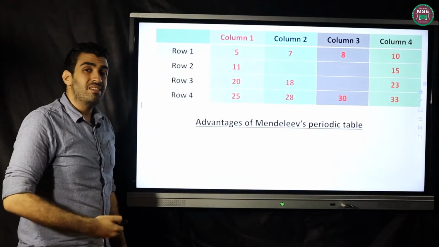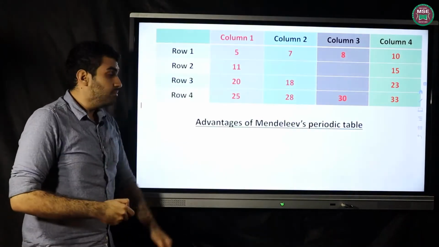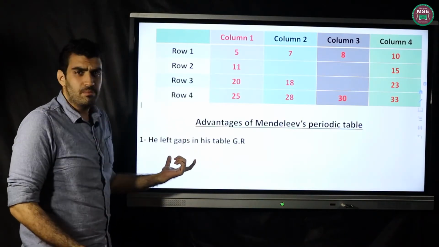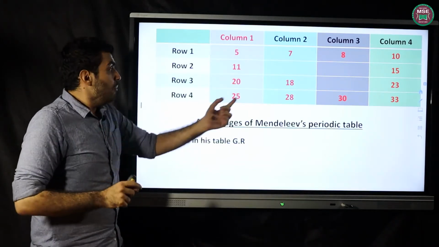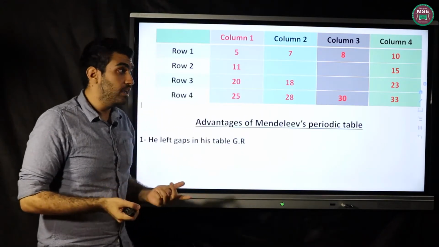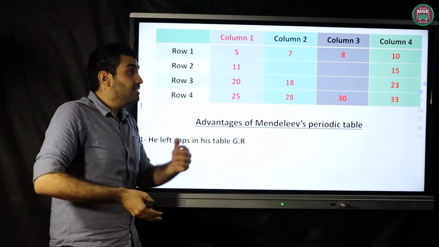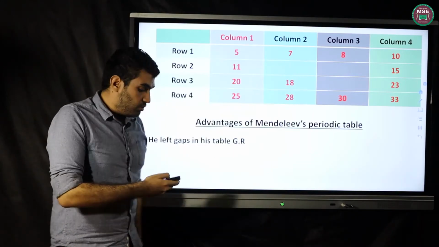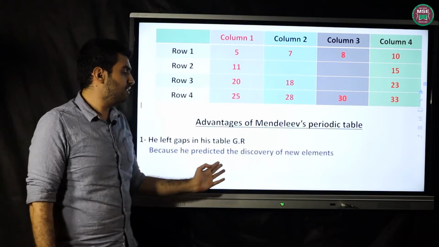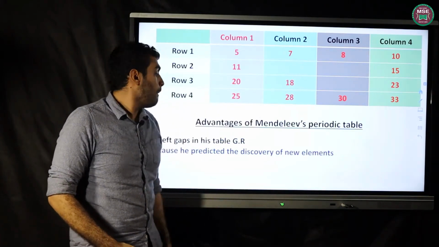After that, we are going to talk about the advantages of Mendeleev's periodic table, the right things that Mendeleev did. Number 1, he left gaps in his table. What is meant by gaps? Gaps mean empty spaces, places that contain no element. Why? Because he predicted that in the future we would discover an element that fits in this place. So when I ask you to give a reason: Mendeleev left gaps in his periodic table because he predicted the discovery of new elements that fit in these gaps.